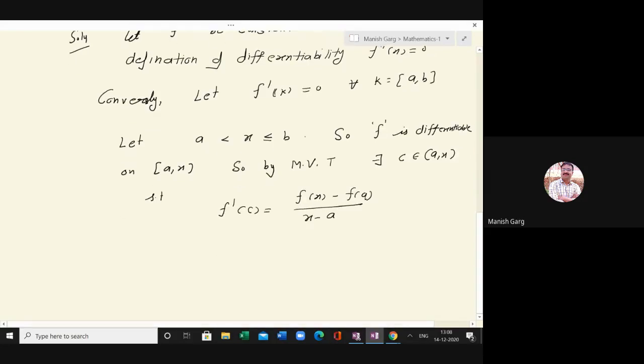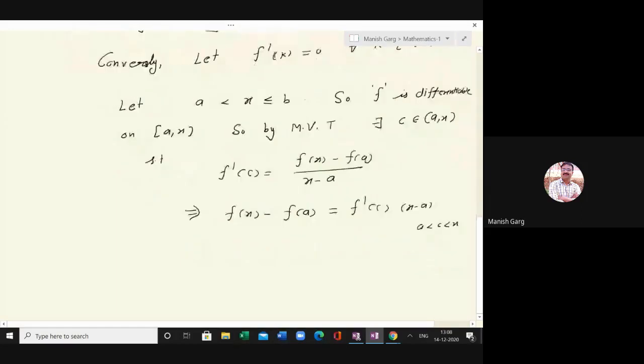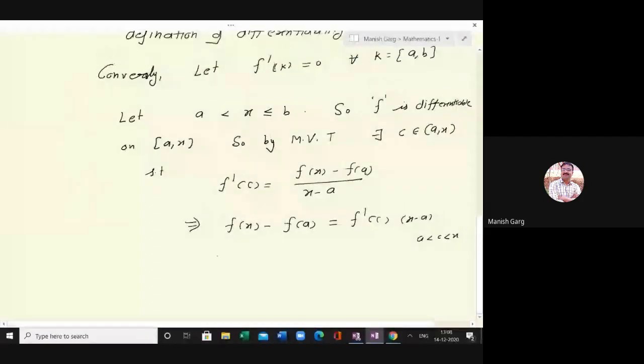So here you can write fx minus fa is equal to f dash c into x minus a, where a is less than c is less than x. But from 1, f dash k is equal to 0 for all points between a and b. So you can write fx minus fa is equal to 0 since f dash c is equal to 0 from 1.